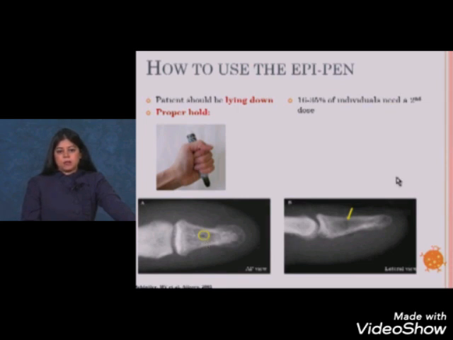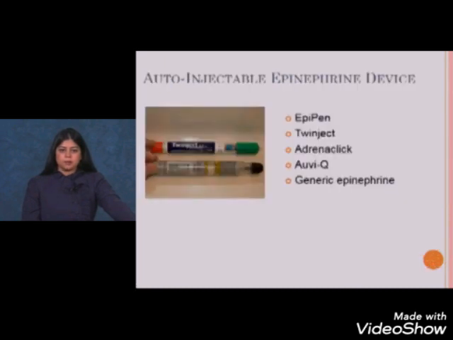And 16 to 35% of individuals need a second dose, which is why oftentimes you're prescribed more than one 2-pack so that you have more than one on hand. These are the auto-injectable epinephrine devices that we have currently: EpiPen, Twinject, Adrenaclick, Auvi-Q, and generic epinephrine is also on the market. This is Twinject.